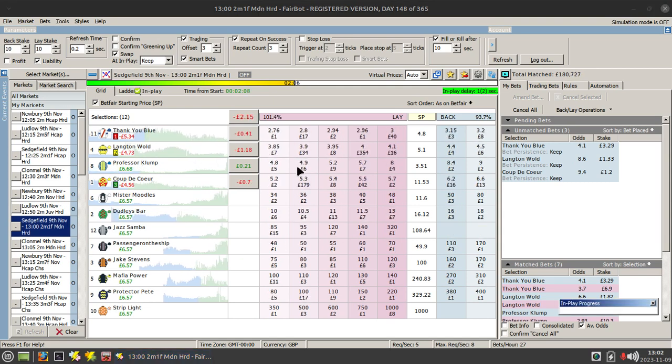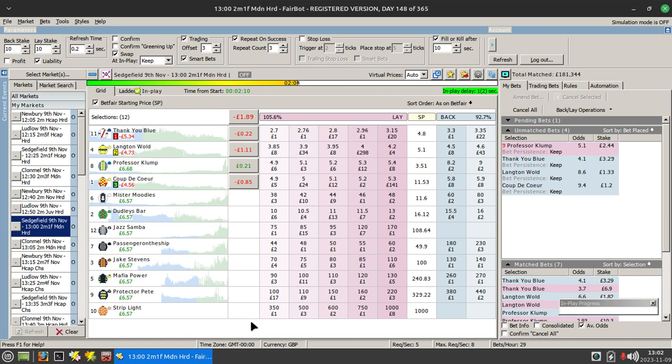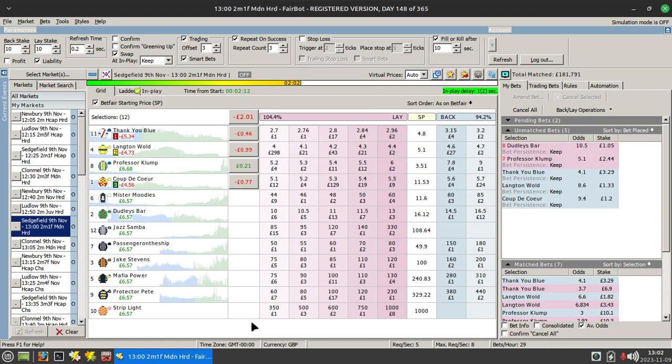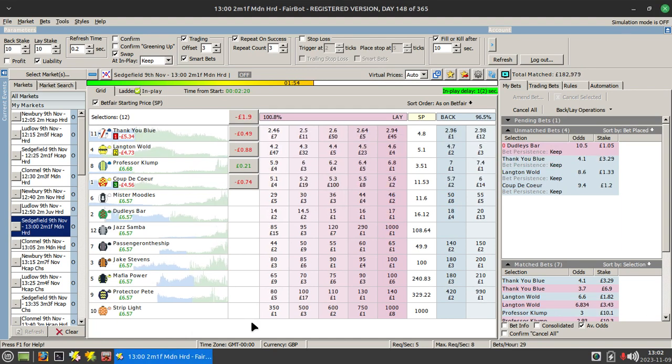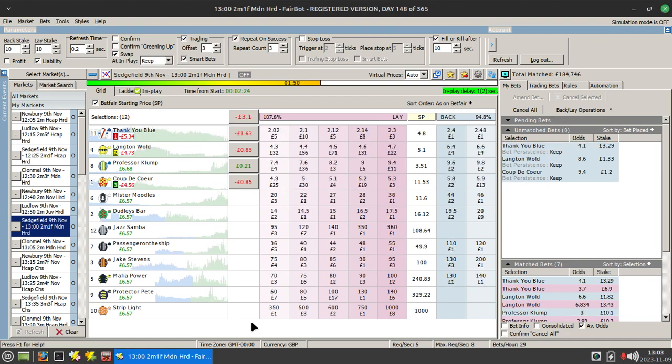Let's try one more loop. I won't go in any further than that. We'll stick a couple on those 2, Dudley's Bar and Professor Clump, and see how we get on. And again, I'm a bit too busy talking and I'm more in the red than I would normally want to be. Again, I'd be looking at getting out at halfway, but I'm going to let this run to see if we get back into some sort of sensible position.